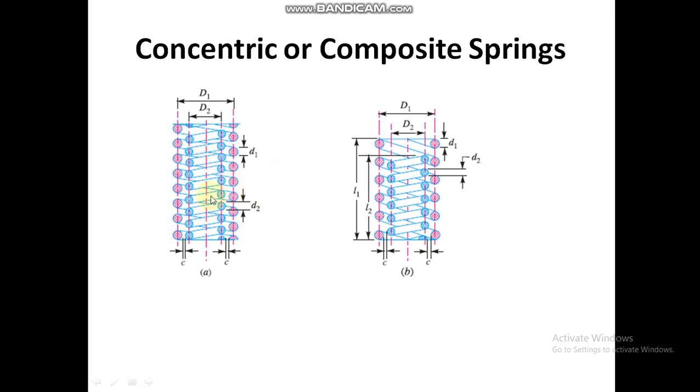In the first case, the length of both the springs is the same, but in the second figure you can see the length of the inner spring is L2 and the length of the outer spring is L1. The diameter of the outer spring is D1, diameter of the inner spring is D2, wire diameter for the outer spring is D1, wire diameter for the inner spring is D2, and C is the clearance between the two springs.